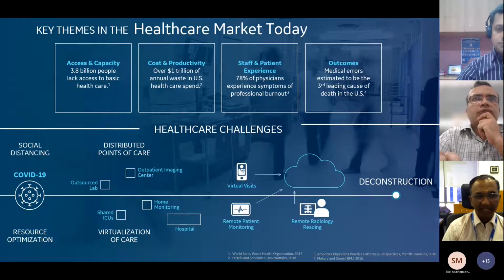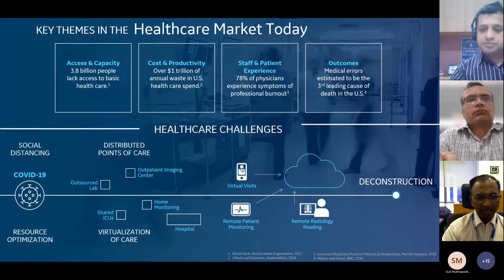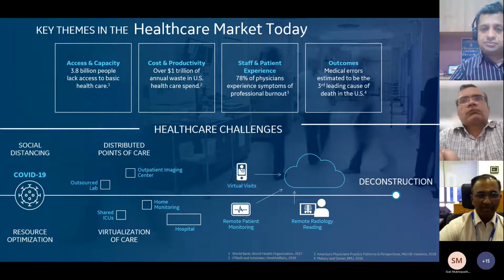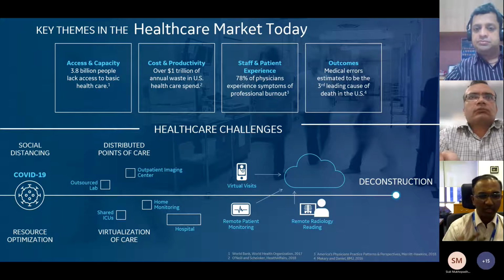The second challenge we are facing today is that there are a lot of distributed points of care. If you look at the apartment where I live, Apollo has set up an outpost in my apartment. So people in my apartment who want to get a basic blood test done or want a very basic consultation don't go to the big hospital. They go to the small clinic, which has been established in my apartment for all their day-to-day work. So that is becoming a norm today.